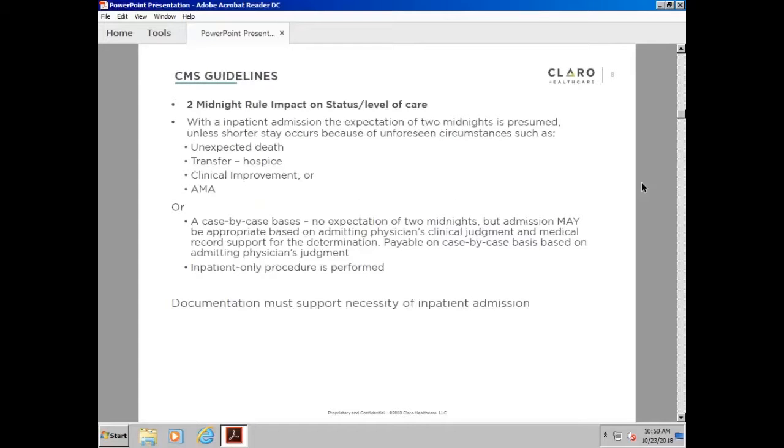So, CMS guidelines for the 2 midnight rule and the impact for that status and level of care. Sometimes they don't stay greater than 2 midnights. It's because they died, or they left AMA, or they transferred to hospice. But showing that initial presentation is important, especially with our transfer patients, that something occurred to make them think that they should have been inpatient, but because of unforeseen circumstances, such as they died sooner than we thought, or they decided to make them comfort care, then we don't have a greater than 2 midnight stay.